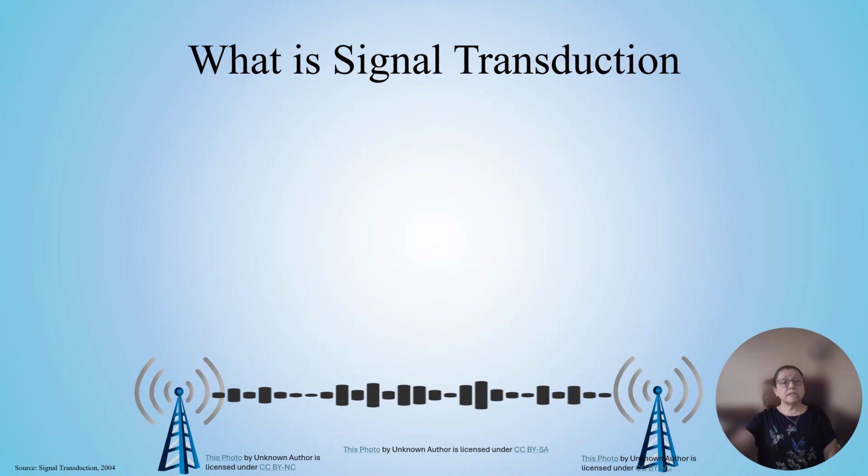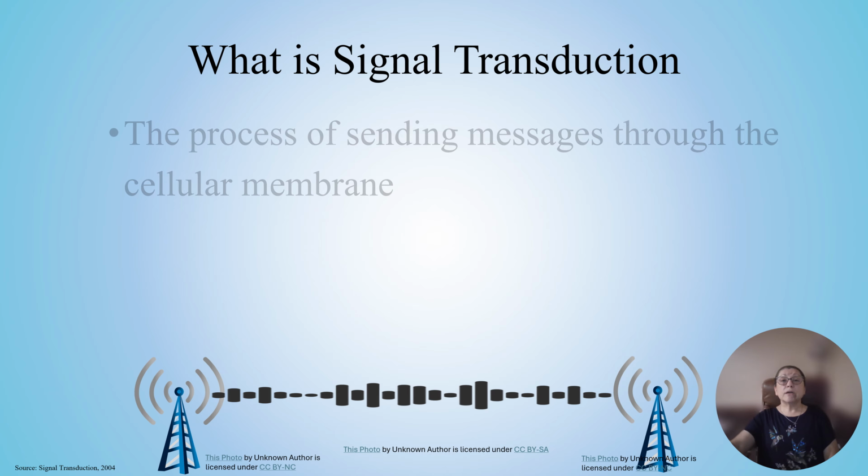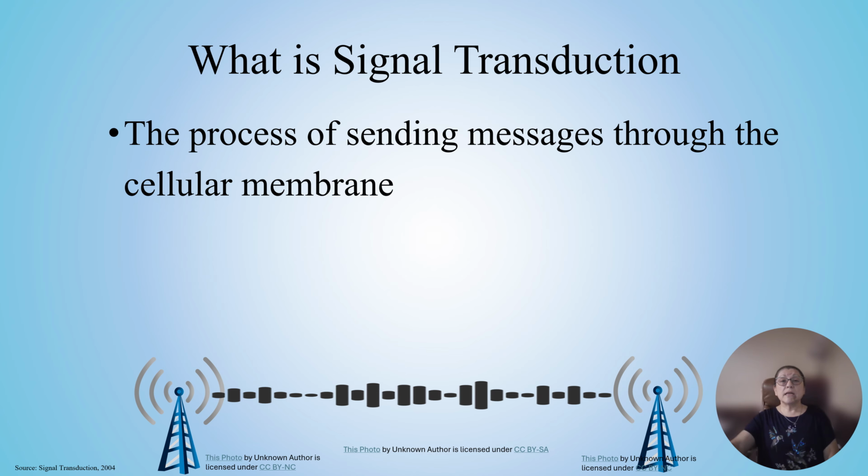First, let's define signal transduction. Signal transduction is the process cells use to send messages across a cell membrane and trigger responses inside the cell, and the cell membrane has hydrophilic regions on both the extracellular and intracellular sides with a hydrophobic lipid layer in between. This lipid layer gives a membrane structure and stability while still allowing signals to be received and passed into the cell.